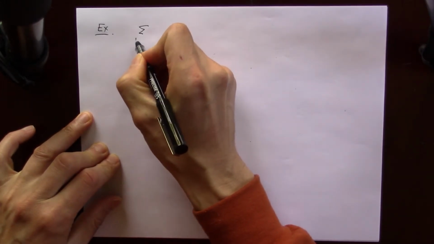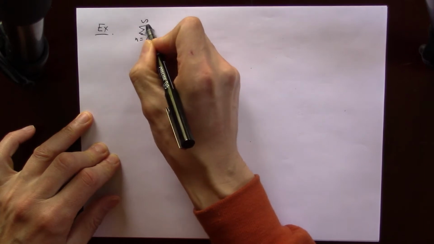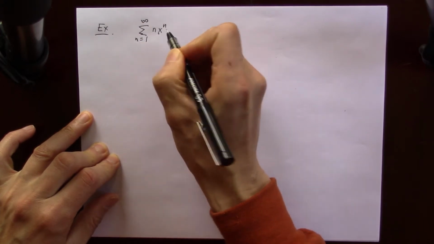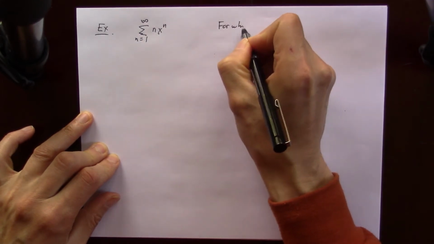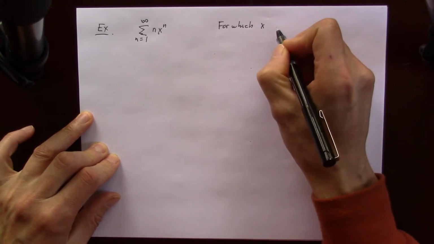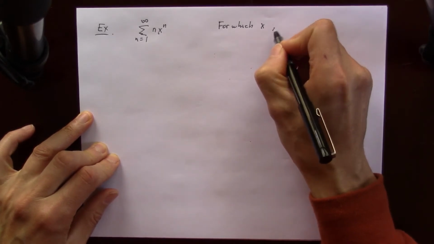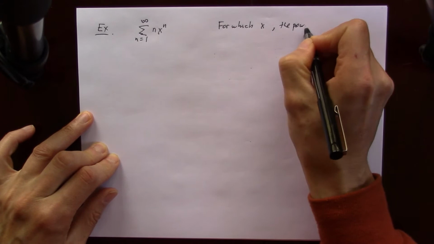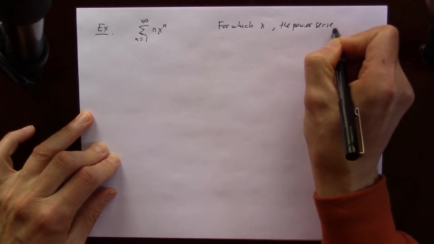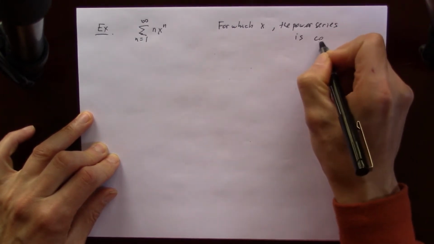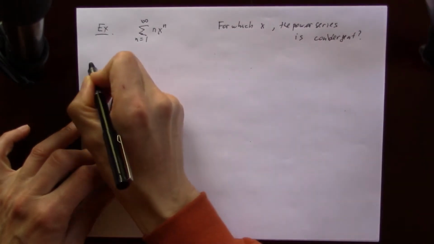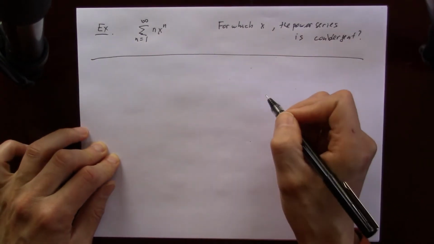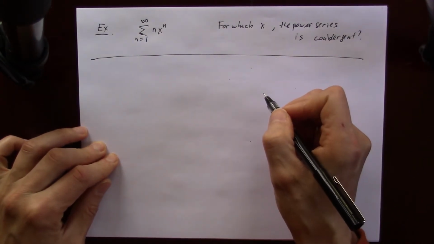if we look at the series n from 1 to infinity of n x to the n, and we ask the question: for which x is this power series convergent? We are going to apply the ratio test.